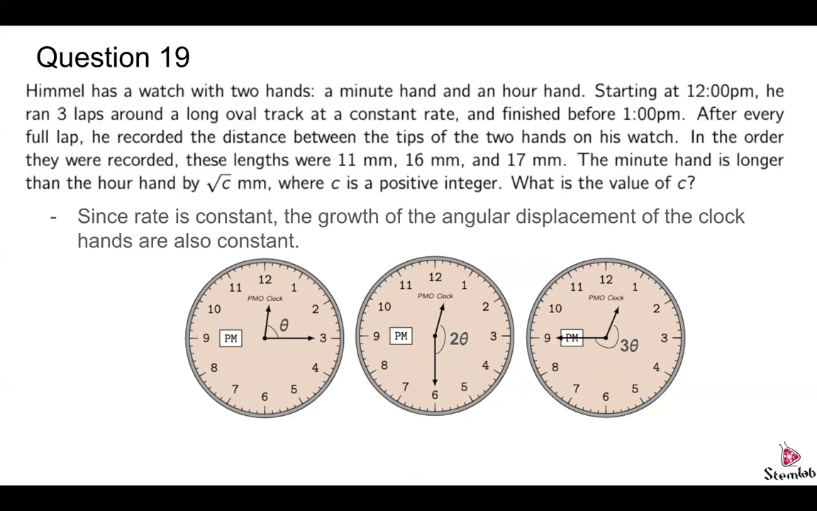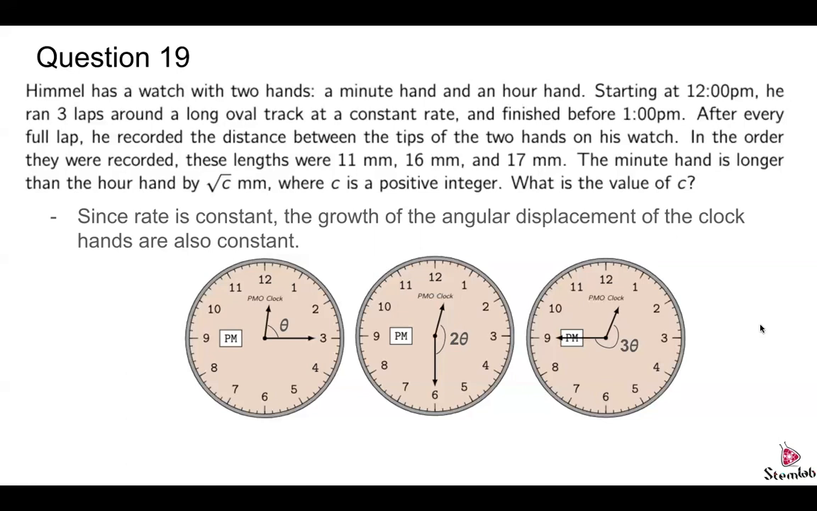So theta will grow from theta to 2 theta when it goes from 12:15 to 12:30, and will grow to 3 theta when it goes from 12:30 to 12:45. So as we can see, the angular displacement here is basically doubling and tripling as we go along.